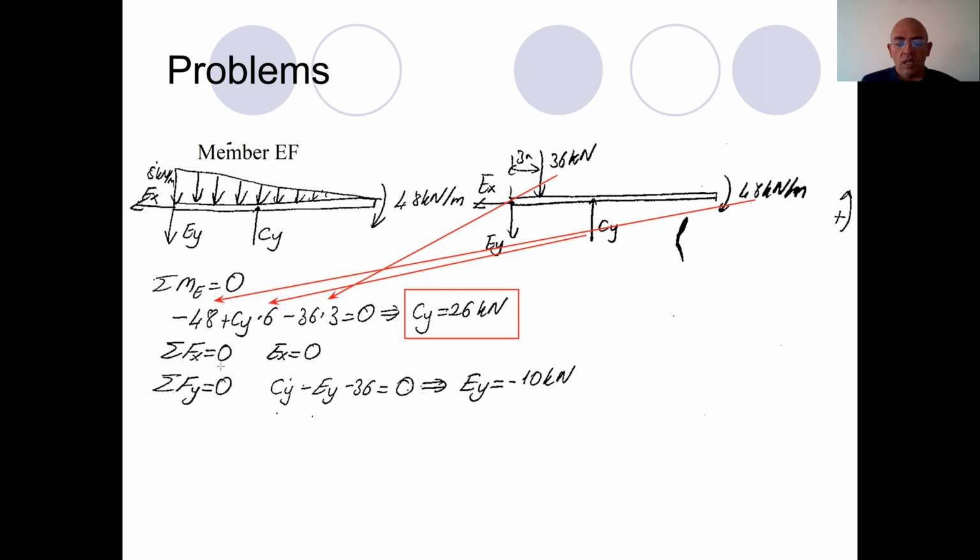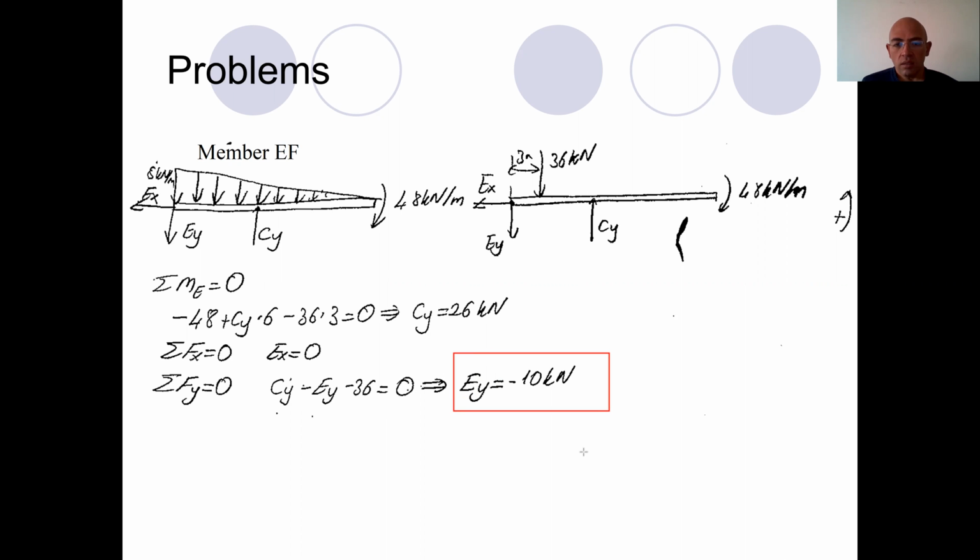Now, sum of the forces in x direction has to be equal to 0. This tells me something. Since we have only EX in x direction, EX is equal to 0. Now, sum of the forces in Y direction has to be equal to 0. If I look at the forces in Y direction, I have CY in positive direction, minus EY, and minus 36. Now I know the value of CY, so it is 26. From here, I can calculate the EY as minus 10 kilonewtons.